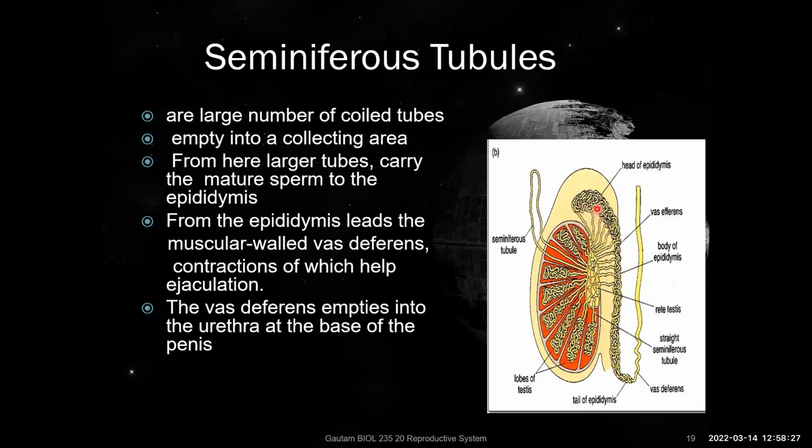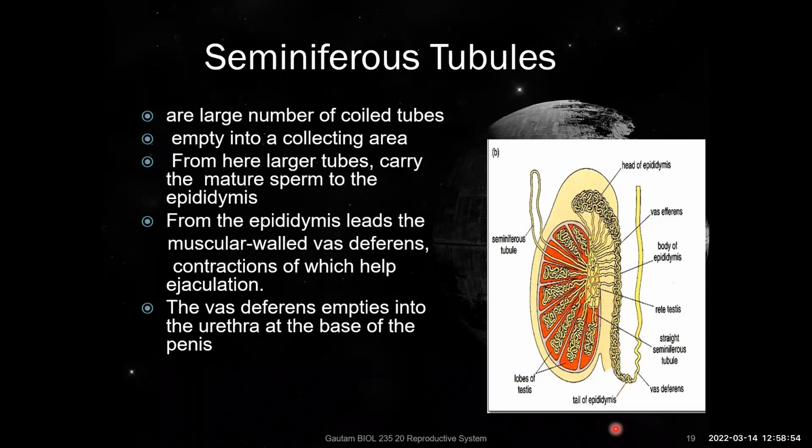They drain into the epididymis. The epididymis is a long coiled tubule that carries all of the sperm that have been deposited from the vasa efferentia. There are two different regions of the epididymis: the head of the epididymis and the tail of the epididymis.